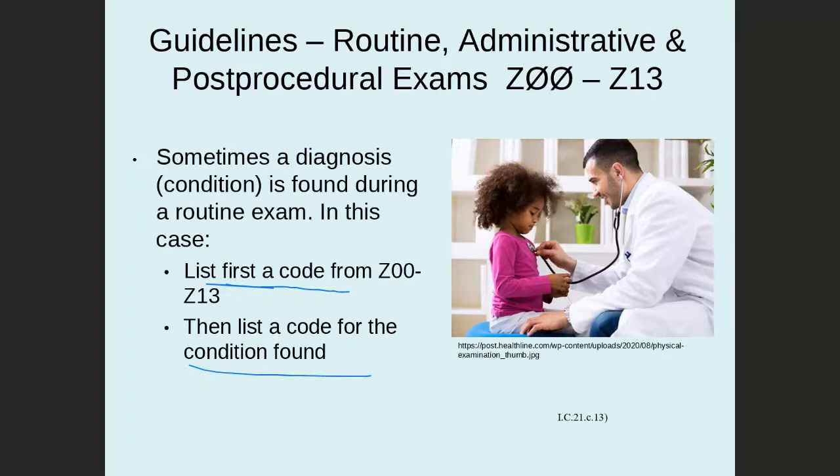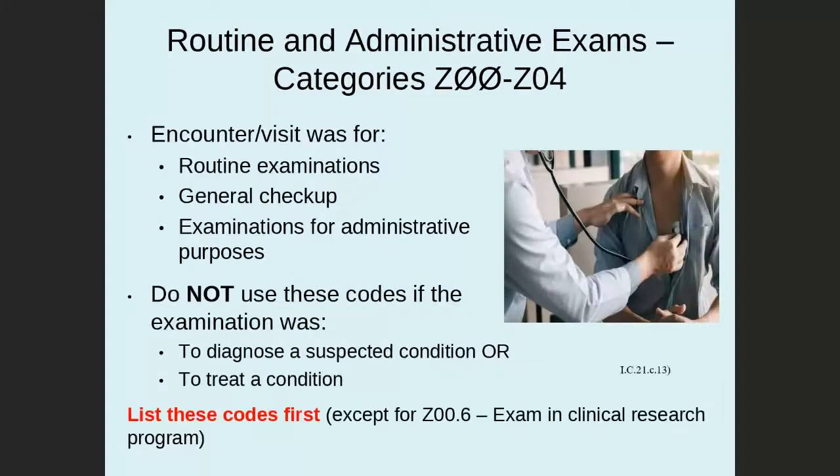The reason the patient is being seen is the examination. What they found during the examination is the condition. So these codes are listed first. Let's look at these. Z00 to Z04 are used for routine and administrative exams. Patient is not being seen to diagnose a suspected condition or treat a known condition. Examples are annual well woman exams, well baby checks, things like that. Most of these codes are listed first.